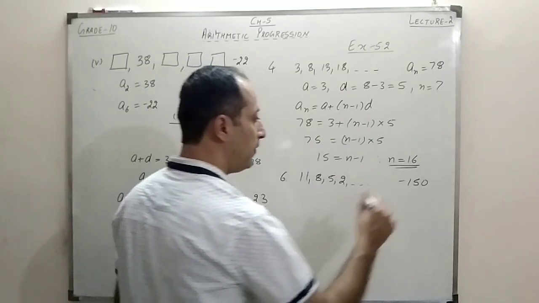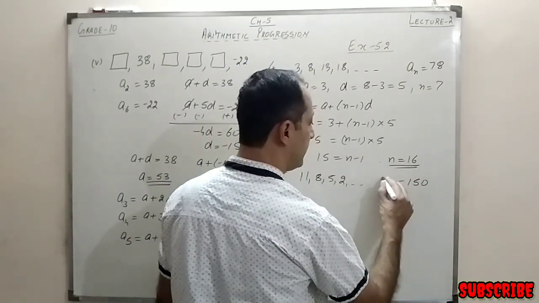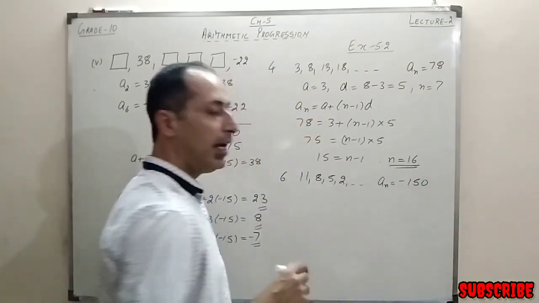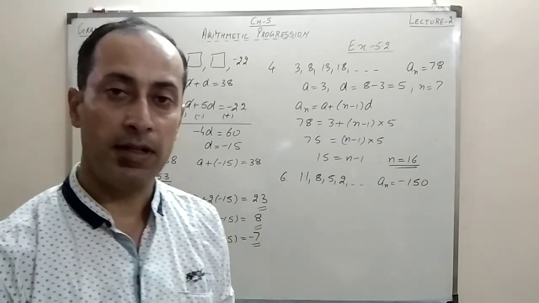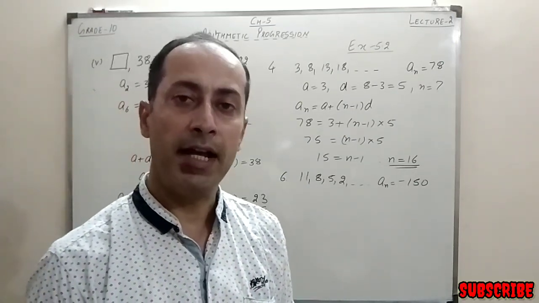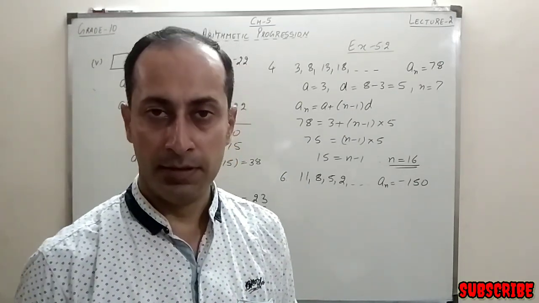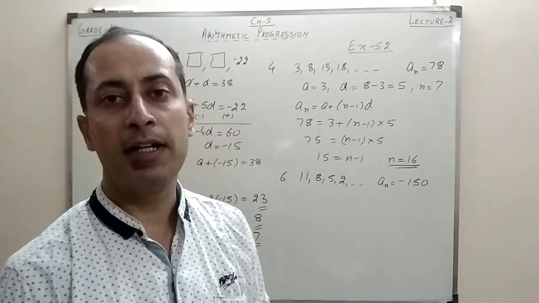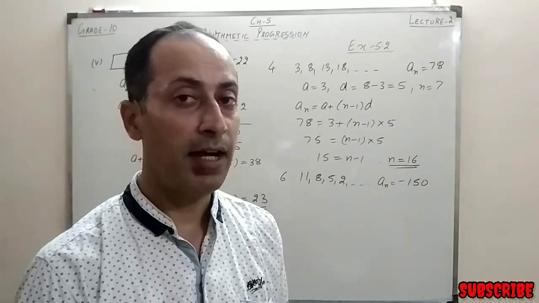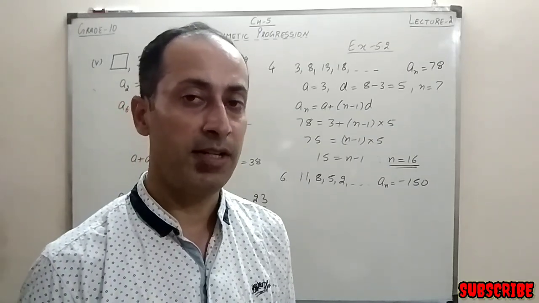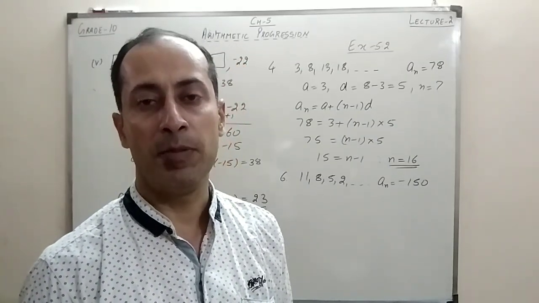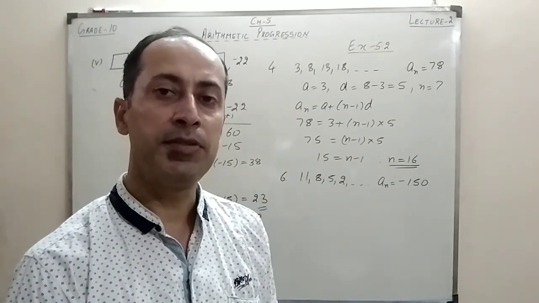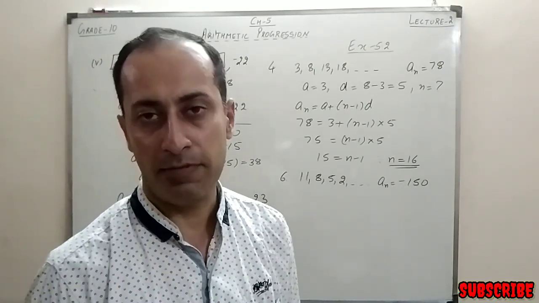So what we do, we take this minus 150 as an and we try to find n for it. If the value of n comes out to be a natural number, then it will be a term of the given AP, otherwise it will not be. If n is not a natural number, if it is a fraction or a decimal, then it will not be a term, because when we are counting, the terms cannot be in decimal or fraction.